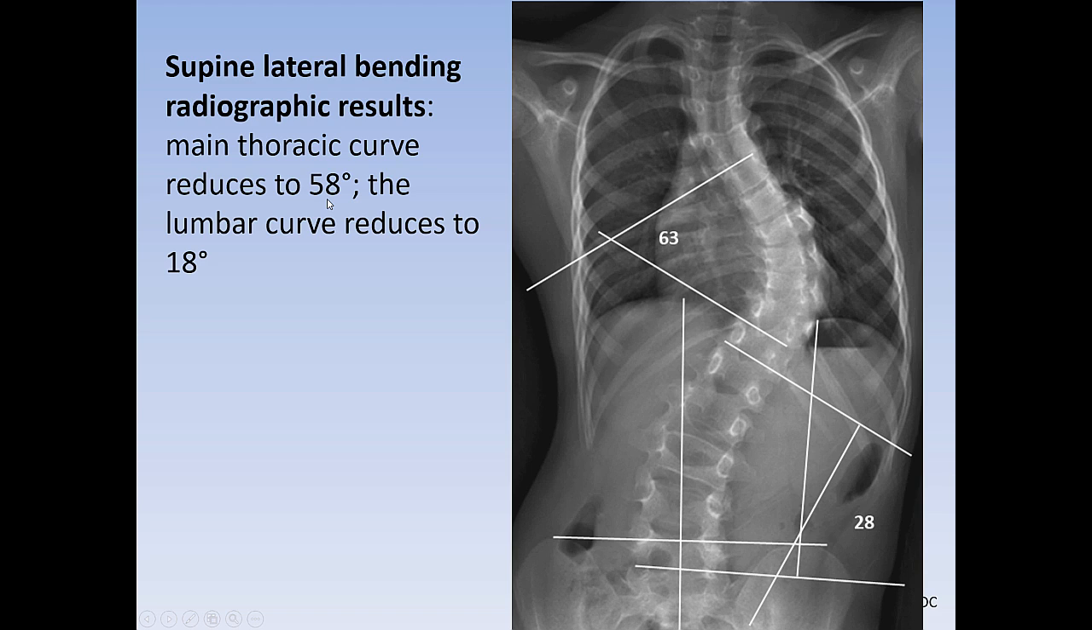Is it still structural? Yeah, it hasn't gone to under 25. It's still structural. And the lumbar curve reduced to 18. Is that still structural? No. So it doesn't play the game. It's gone. So all we have is one structural thoracic curve. And so this is a Lenke 1 scoliotic curve. Now let's do the lumbar modifier.